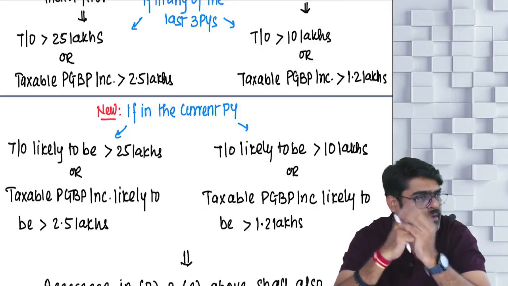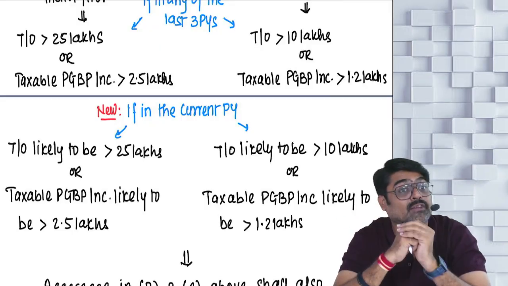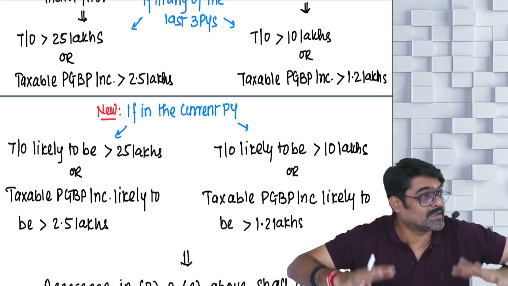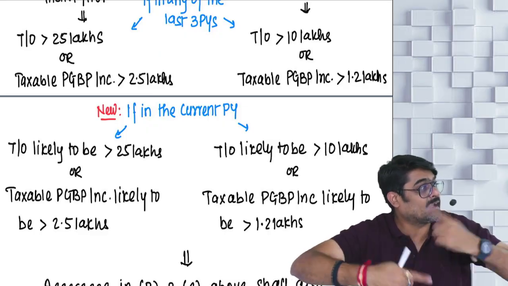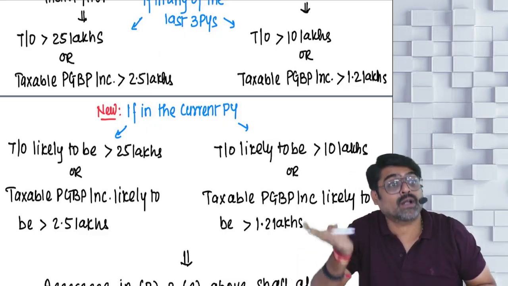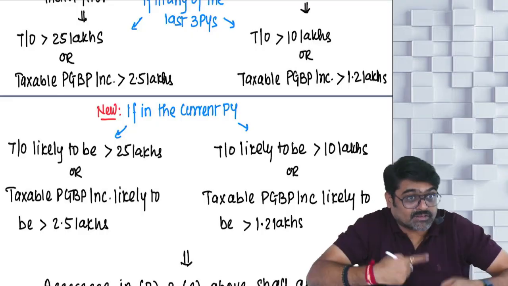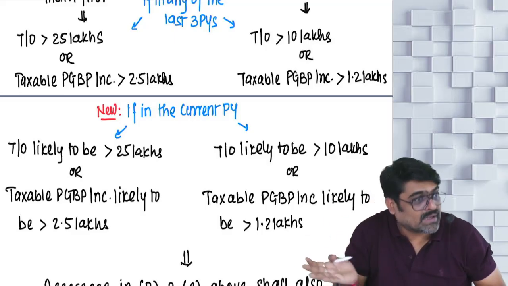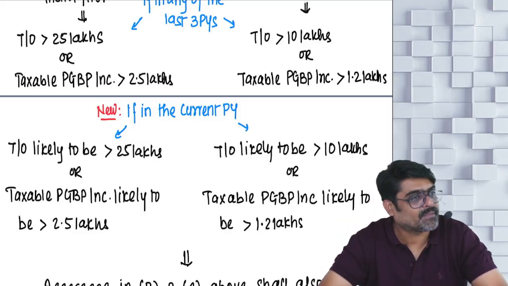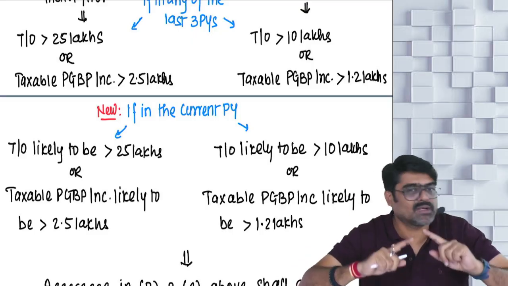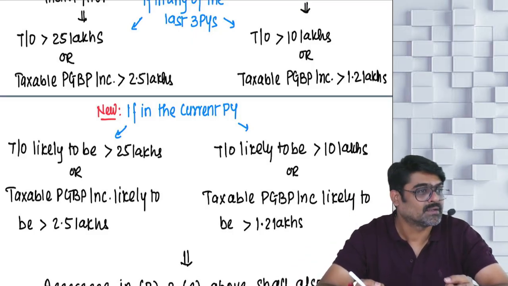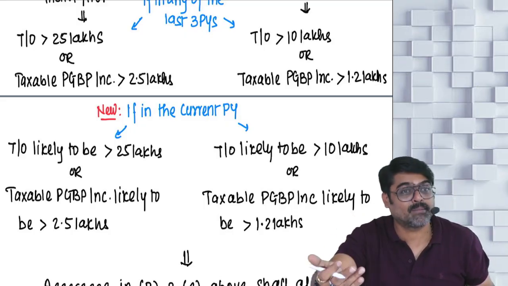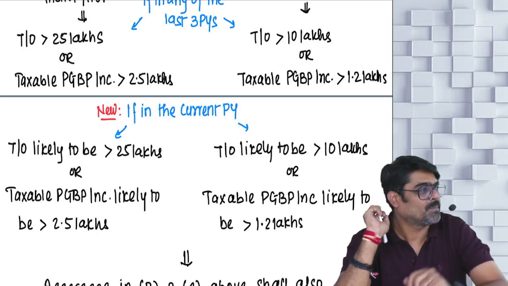3 years data is available, only then. But what if the 3 years data is not available? New business, new profession, then? Then in the current year, if the turnover is likely to be more than 25 lakhs or 10 lakhs, as the case may be, or if the taxable PGBP income of this year is likely to be more than 2,50,000 or 1,20,000, as the case may be, then compulsorily for this year you are supposed to maintain the books and documents. Prescribed? No. Such books and documents as would enable your assessing officer to determine your PGBP income.